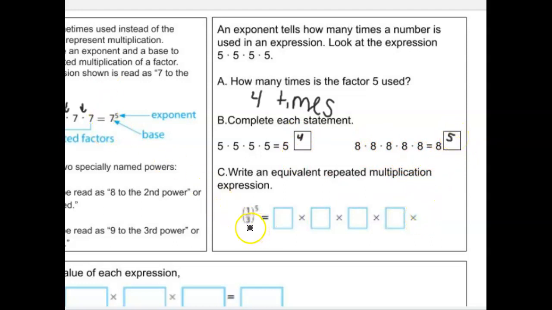This 1/3 didn't come out very nicely for us, but we can still be looking at it. I have 1/3 to the 5th. That means I'm going to write 1/3 out 5 times, and we write it one more time because it's 5. It did not ask us to solve it. It just asked us to write out the repeated multiplication.